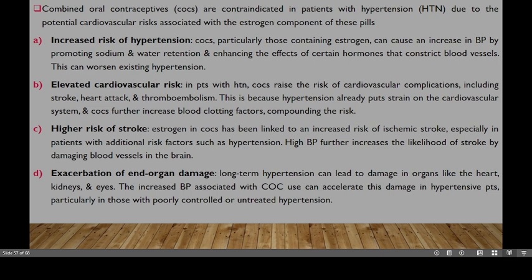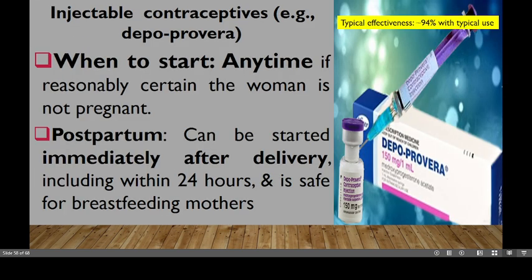So the COCs are generally contraindicated in hypertensive patients, and the reason is that there is increased risk of hypertension. As you know, COCs, particularly those containing estrogen, can cause an increase in BP by promoting sodium and water retention, and this enhances the effects of certain hormones that constrict blood vessels. This can worsen existing hypertension. Apart from that one, we have elevated cardiovascular risk, high risk of stroke, and exacerbation of end organ damage.